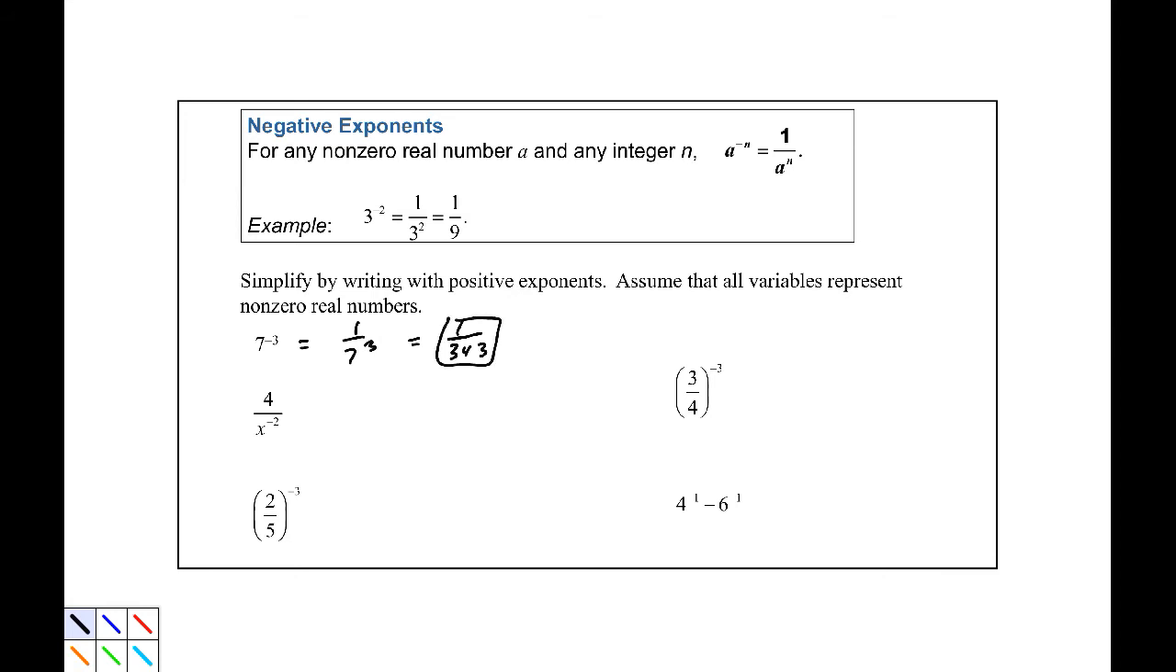Our next example is 4 divided by x to the negative 2. By our definition, we can rewrite this as 4 times x to the positive 2. And since we don't know what x is, that is our final answer, 4x squared.